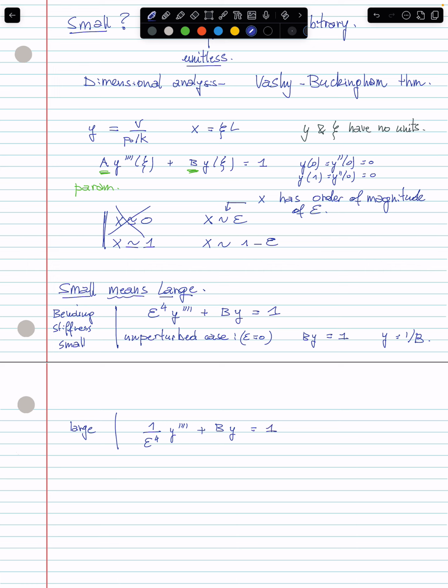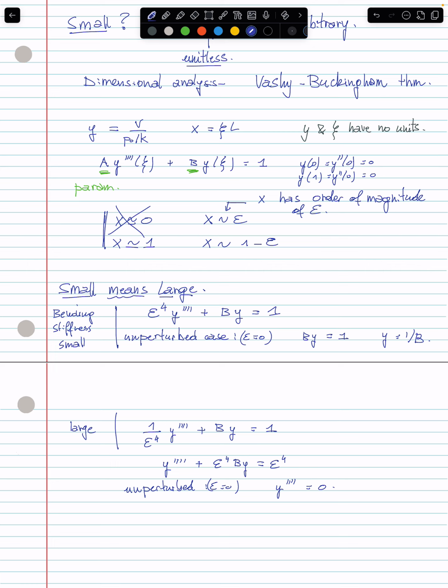We don't like to divide by epsilon, especially in the initial governing equation. So what we can do here is to multiply everything by epsilon to the 4. We end up with this. And finally, in this case, the unperturbed problem, I mean when epsilon is equal to 0 again, is the fourth derivative of y is equal to 0. Of course, to be solved with boundary conditions and so on.